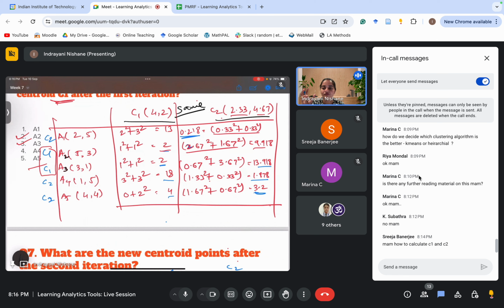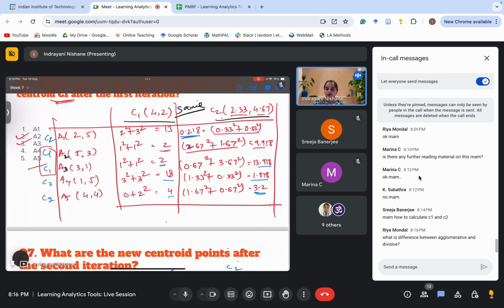So that means we are sure that A2, A3 belong together and A1, A4, A5 can be clubbed together in a different group. So we will not be doing a third iteration. When we get the same centroid value in consecutive iterations, we stop. So for this particular data set, we will be stopping after the second iteration.